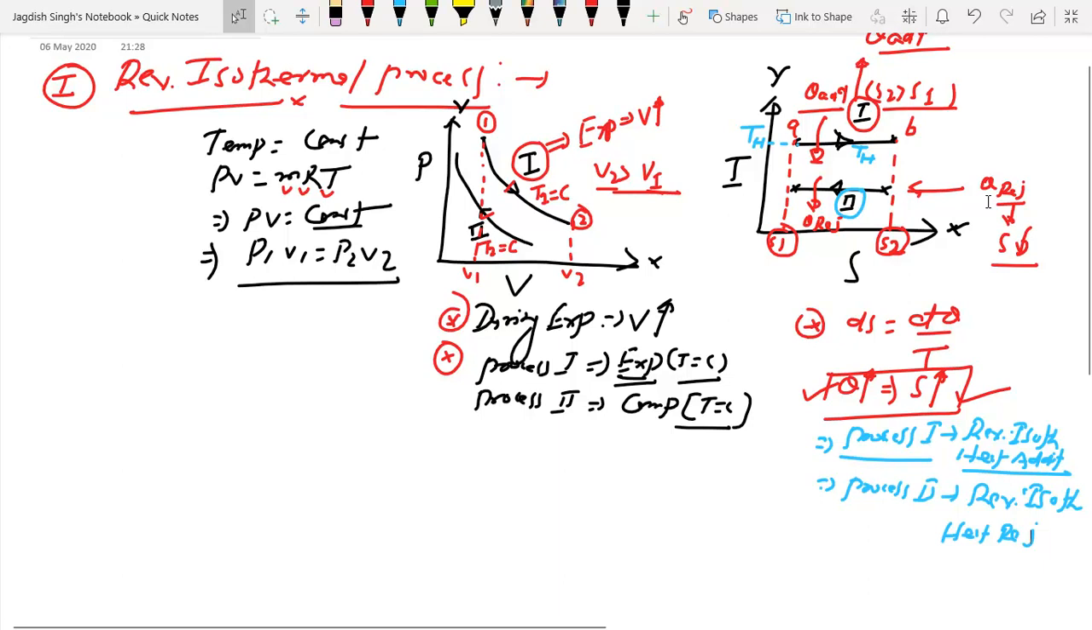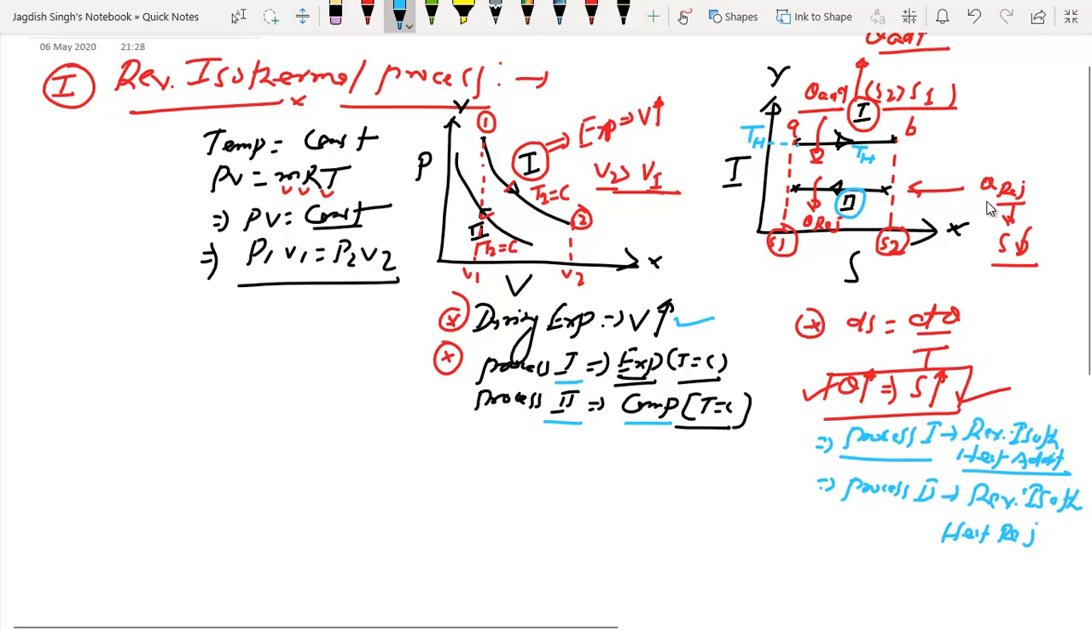Whenever heat is added, work is done by the system. That means the gas will expand. During the expansion process, volume will increase. Therefore, process 1 is an expansion process, because in this condition volume is increasing, and in process 2 the volume is decreasing. That's why this is a compression process.